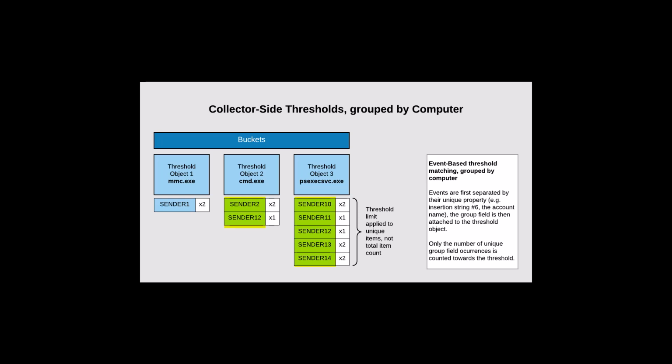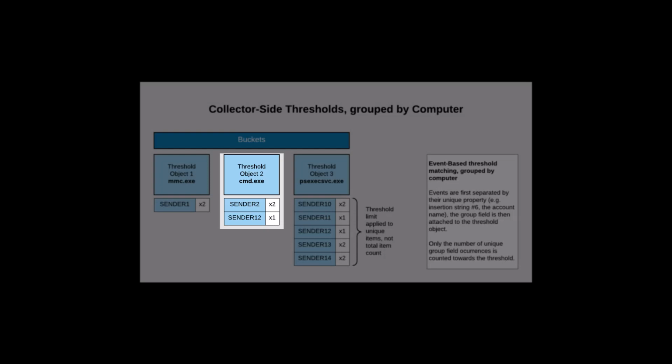So when a cmd.exe launches on sender 2, well, a new threshold object is being created. It's only going to be valid for 30 seconds in memory, then it's going to be discarded. And then sender 2 is going to get associated with that, and then let's say it runs on sender 12. Those are all fictive computer names. Then we'll have 2 computer objects associated with it. And what we're actually counting towards the thresholds is not how many times it's run on any given computer, but on how many different computers it's going to be run.